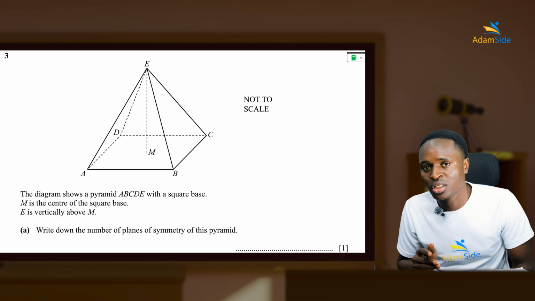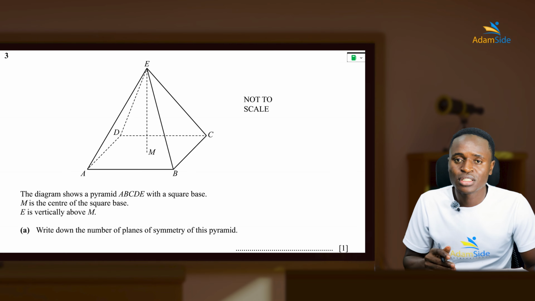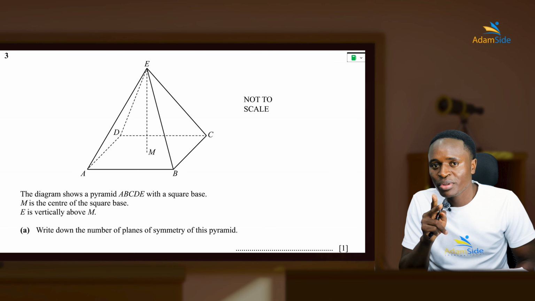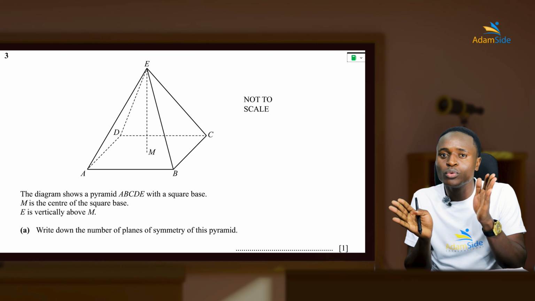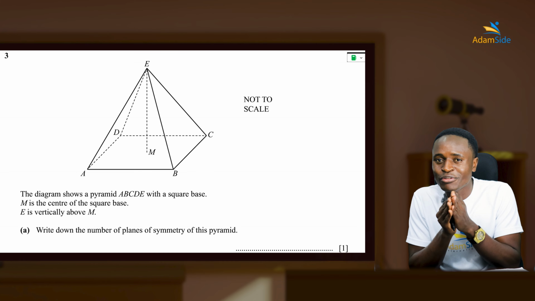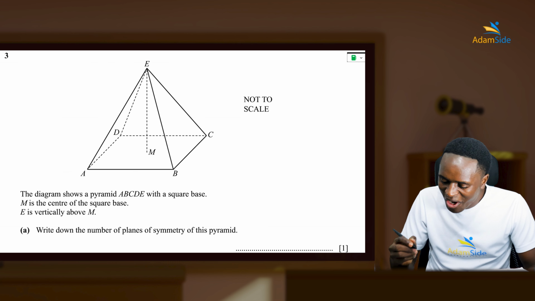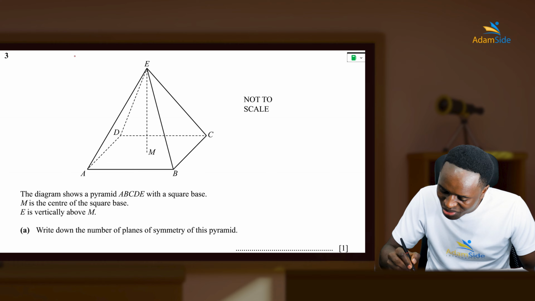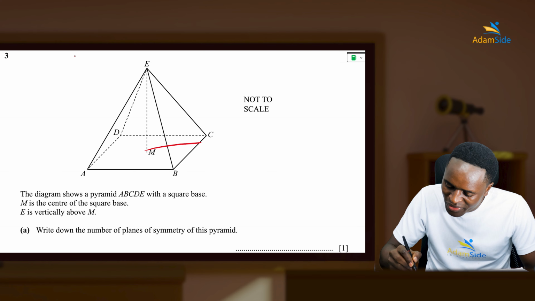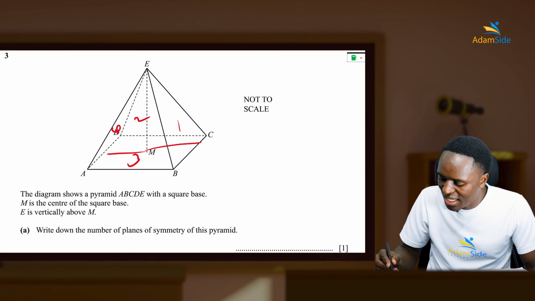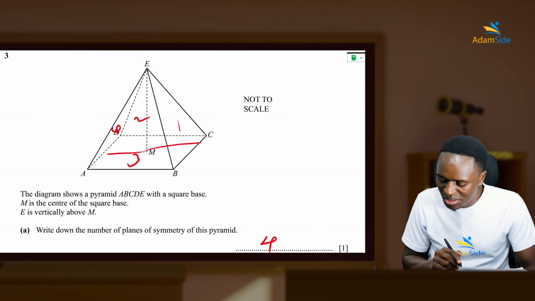What's a line of symmetry? A line of symmetry is a line that divides a shape into 2 copies of the same kind, so that when you flip, they fit exactly the same. Wow, amazing. How many planes of symmetry do you think you'll have from this shape? Obviously, I can see 1, 2, 3, 4. So we have 4 planes of symmetry.